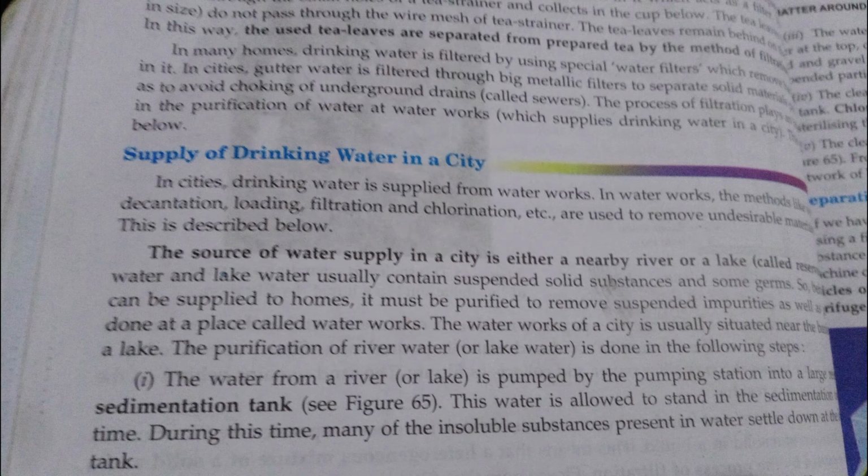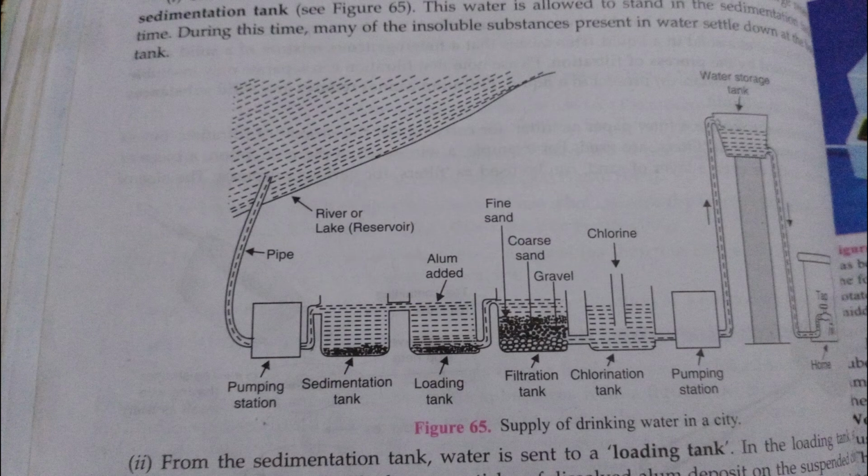The water from the lake usually contains suspended solid substances and some germs. Before this water can be supplied to homes, it must be purified to remove suspended impurities as well as germs. It is done at a place called waterworks. The waterworks of a city is usually situated near the bank of a river or a lake. The purification of river water is done by the following steps.